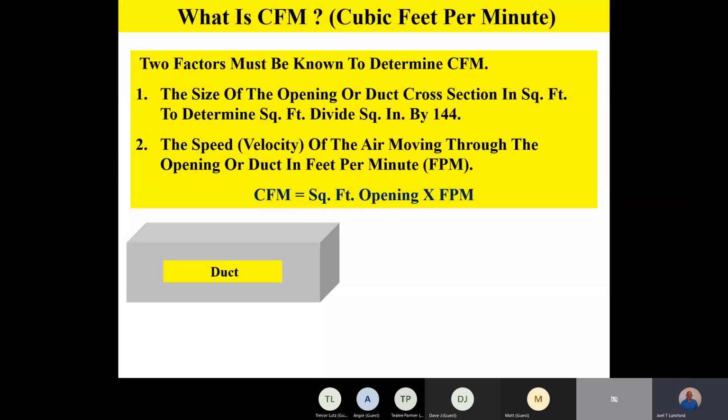So in our example, we've got a grill that's 24 by 30. We then divide by 144. It gives us 5 square feet. But then we're going to figure the free area by multiplying times 0.8 to get free area. So in our example, we have a 4 square foot free area on that grill.